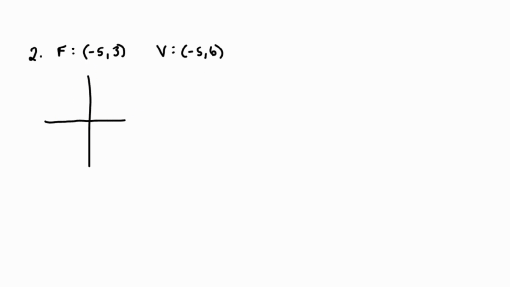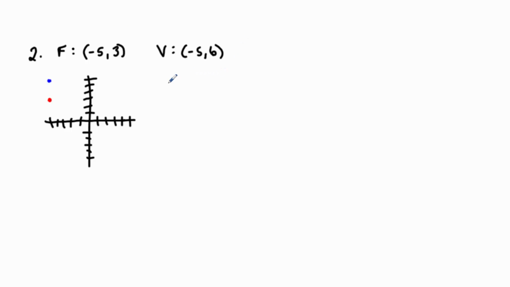So on number 2, they tell us the focus is at -5, 3, and they tell us our vertex is at -5, 6. So again, you may be able to do this without graphing, but to me, as a mathematician, it just seems so much easier if we graph. Okay, so my vertex is at -5, 6, which is up here. My focus is at -5, 3, which is below that, right here.